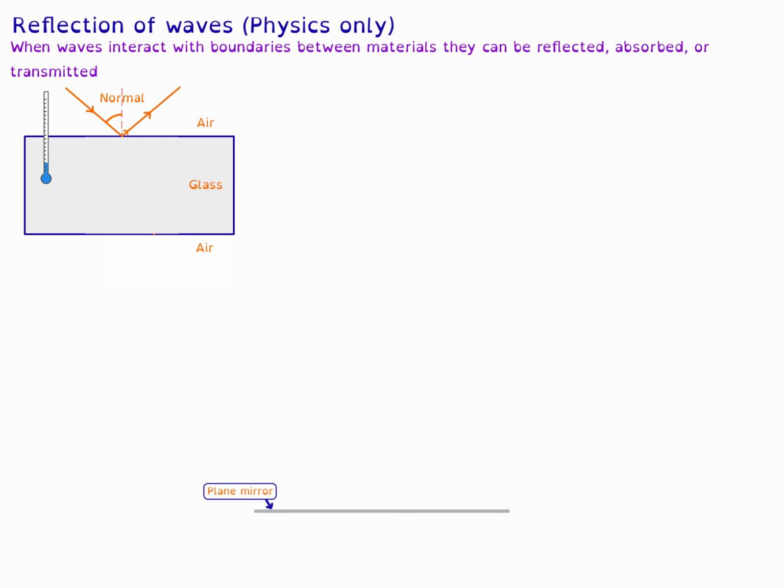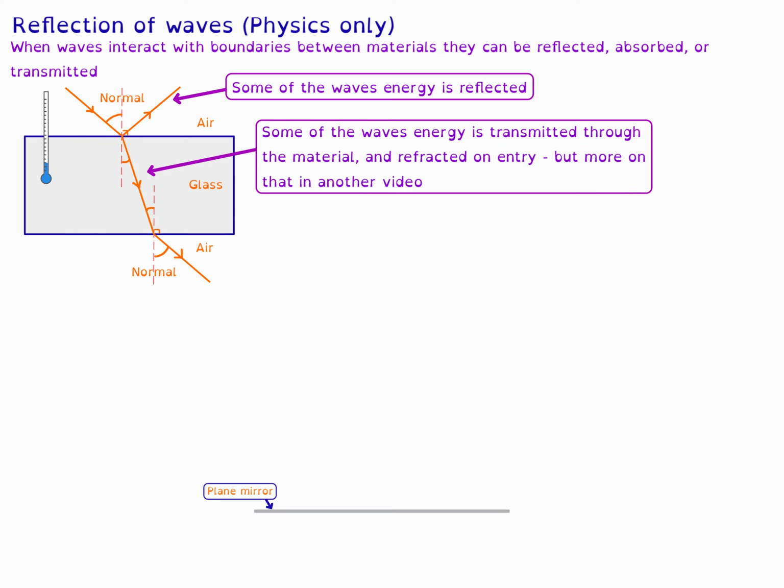When waves interact with boundaries between materials, they can be reflected, absorbed, or transmitted. When the wave hits the boundary between two materials, here we have air and glass, some of the wave's energy is reflected. Some of the wave's energy is transmitted through the material and it's refracted on entry, but more on that in a different video.